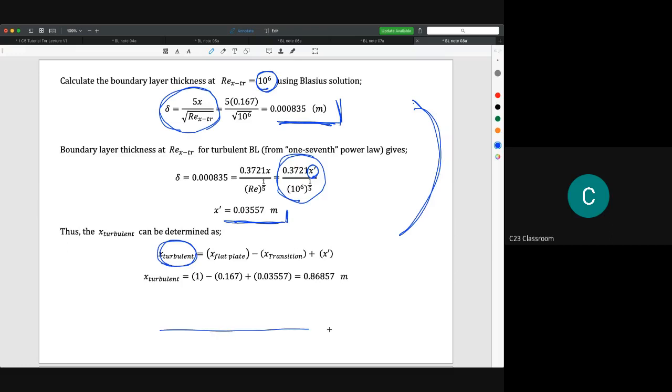And then we can determine the length of the turbulent plate. This means that we have a plate here, we have a laminar part, and also we have a turbulent part here. So now we can get the actual length of the turbulent part from its virtual starting point. We have 1 minus 0.167, the length of the laminar part, and we add the x prime here, the virtual length. It is equal to 0.8685 meters.